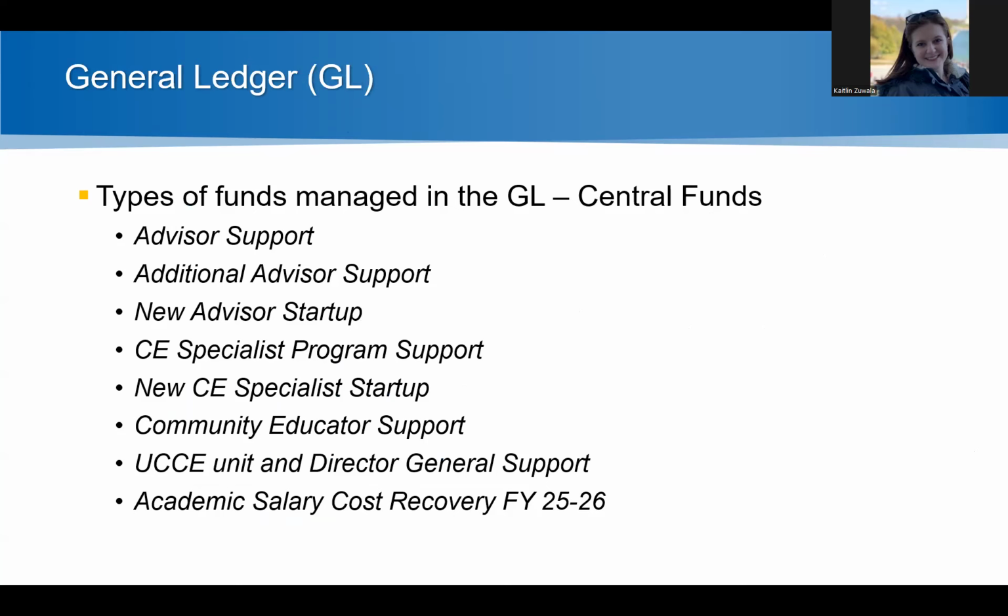So first we're going to be going over the general ledger, also referred to as the GL. The types of funds that are managed in the GL are our central funds. These are going to be advisor support, additional advisor support, new advisor startup, CE specialist program support, new CE specialist startup, community educator support, UCCE unit and director general support, and newly our academic salary cost recovery for our current fiscal year 25-26. This was previously managed as a PPM, but just this fiscal year for 25-26 onward, it will be managed in the GL.